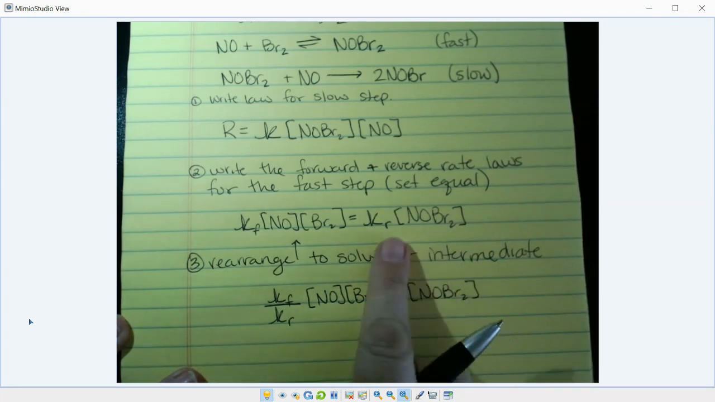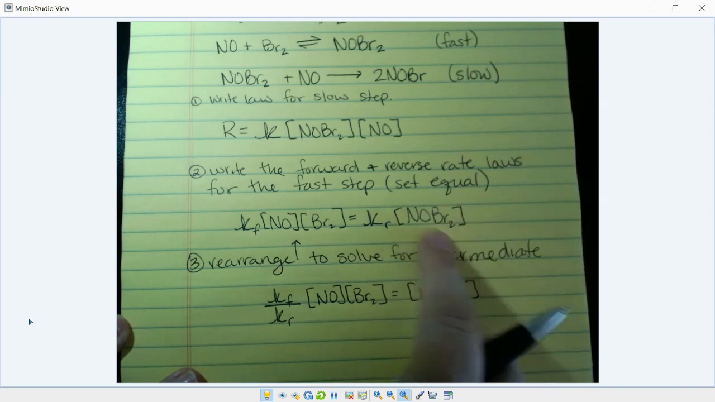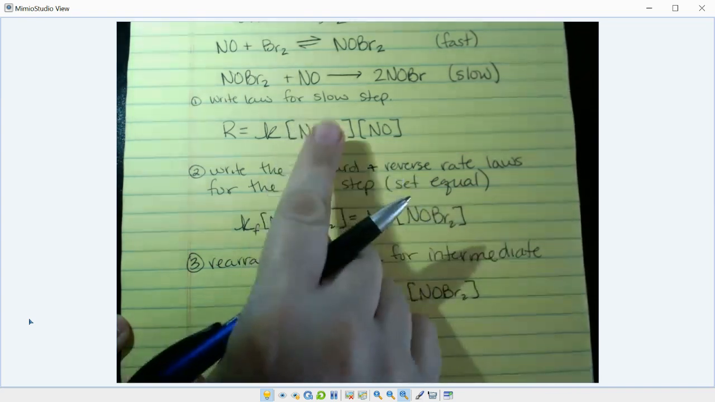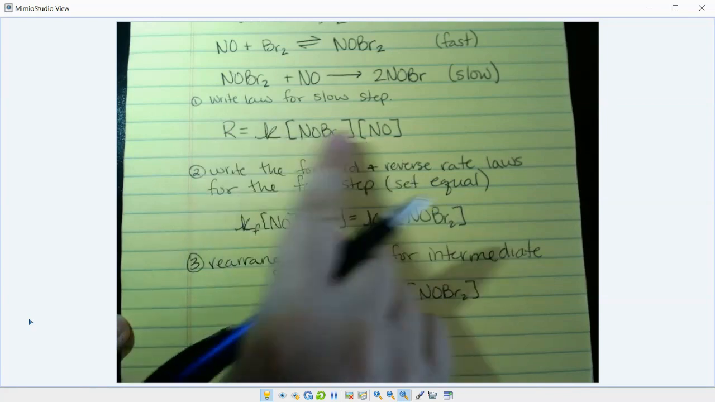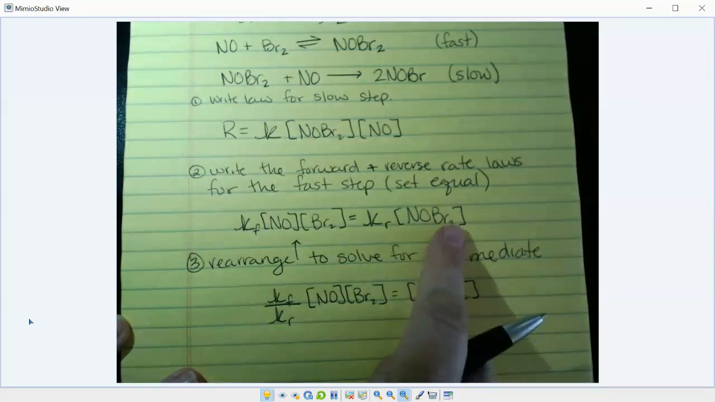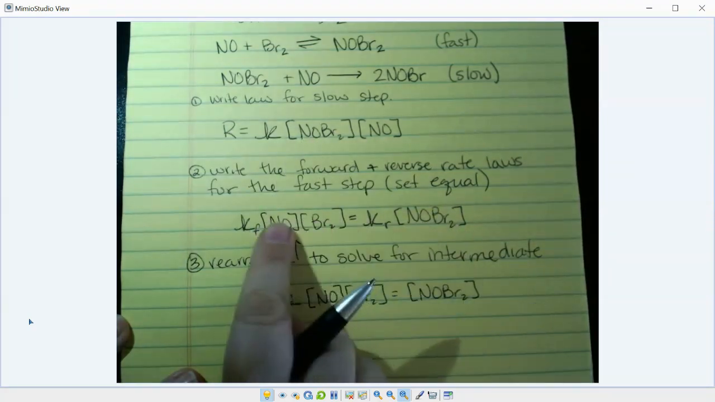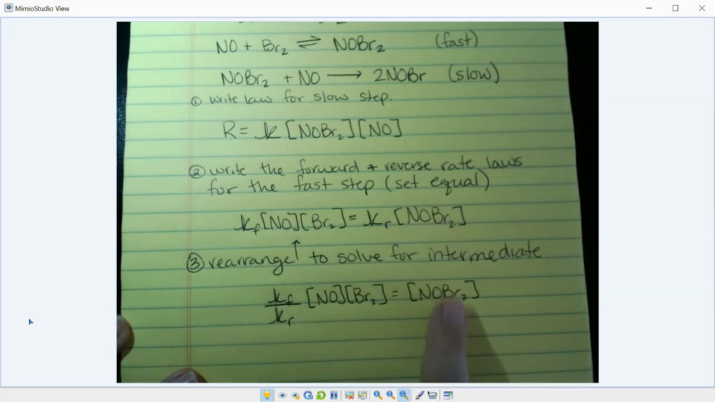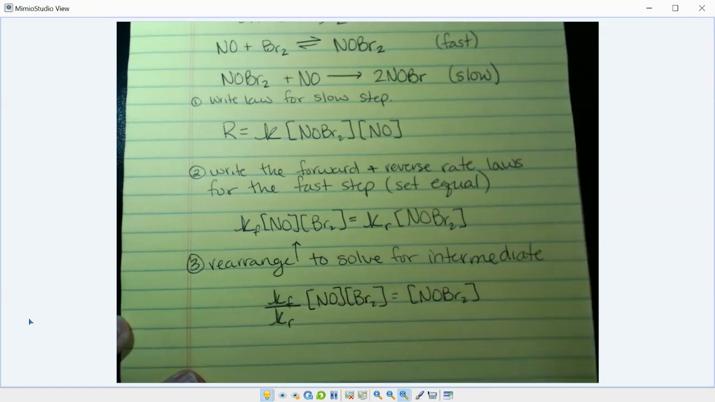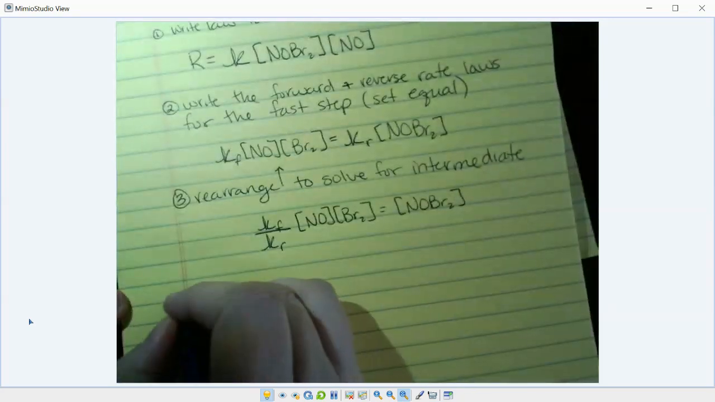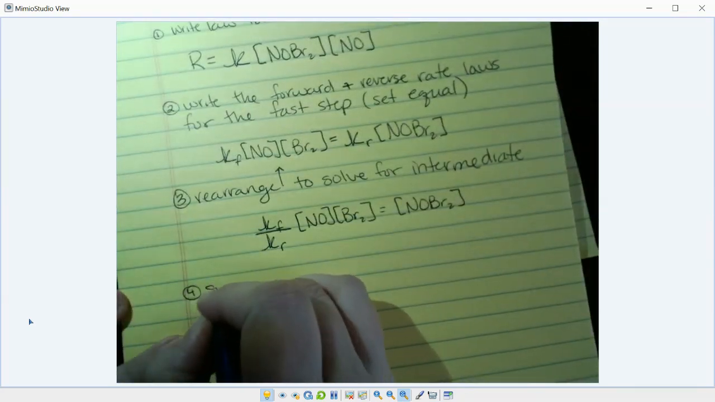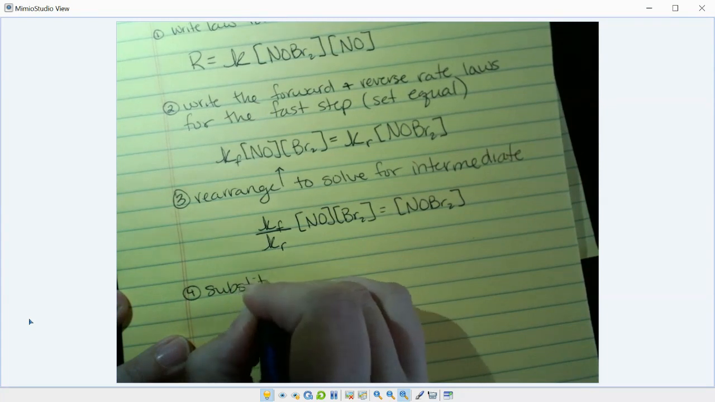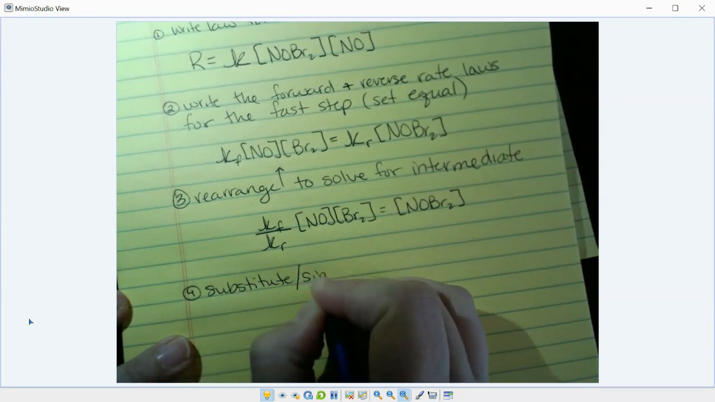So all I did was take the intermediate, the thing that I've already said I can't have in my slow step, whatever the intermediate is, and I'm going to take that from my fast step, and I'm going to rearrange my fast step so that it says whatever that intermediate is isolated on one side. So it says NOBR2 equals everything else. So the next step now is to substitute and simplify.